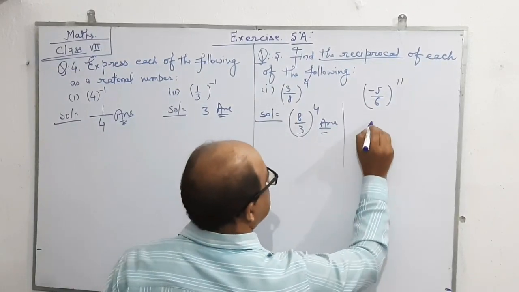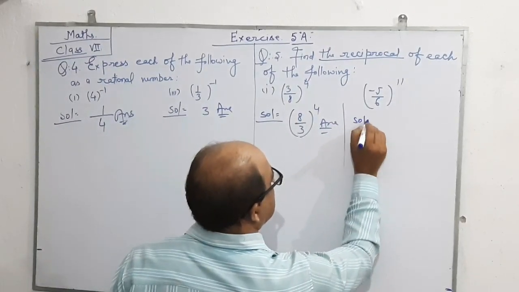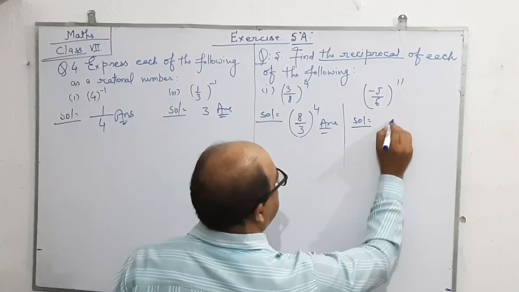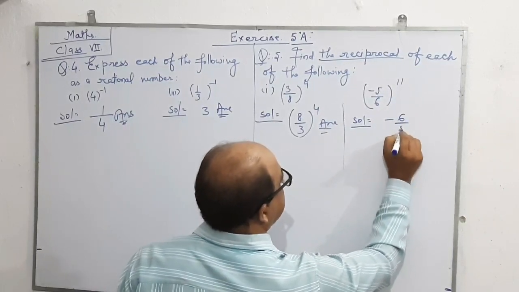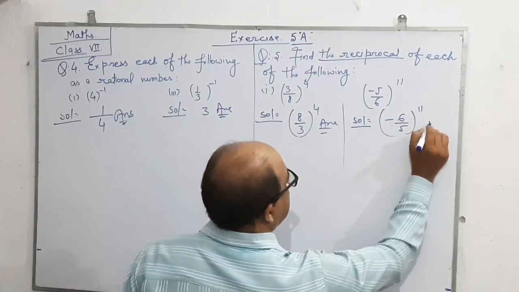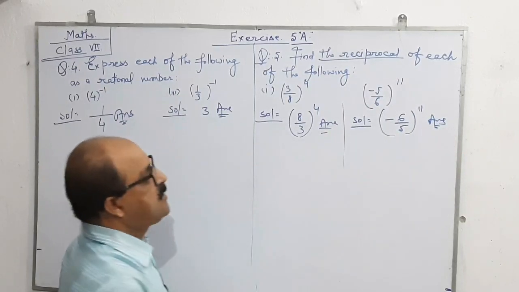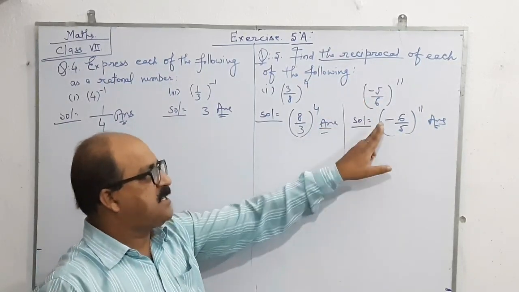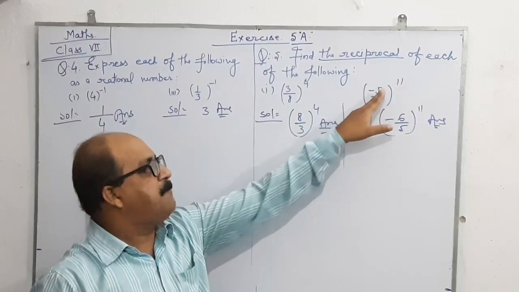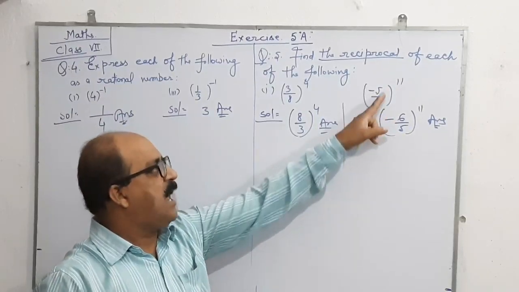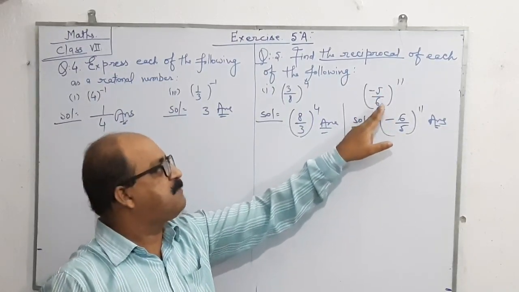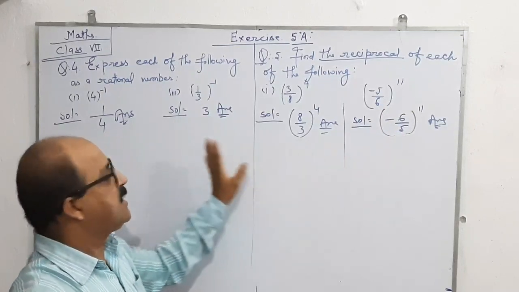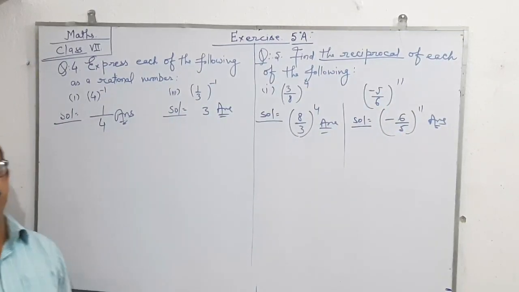The another questions, minus 5 by 6 to the power 11. Minus 6 by 5 to the power 11. This one the reciprocal of it. Here minus remain in the same place. 5 by 6 will be written as 6 by 5. Thus, both questions have solved.